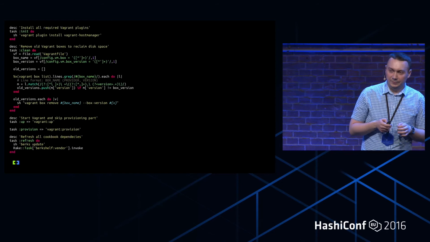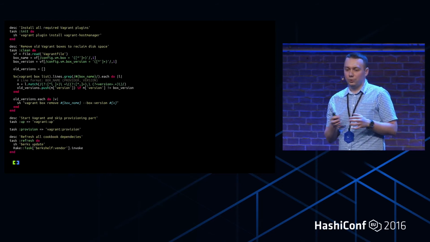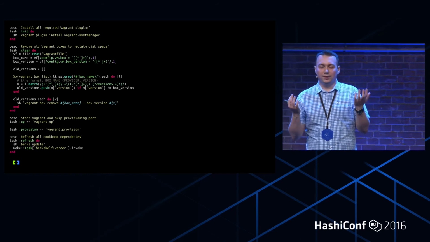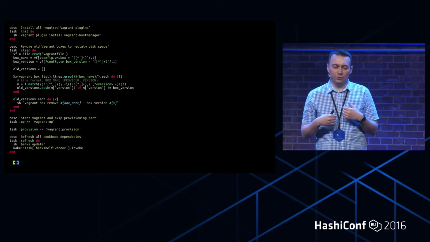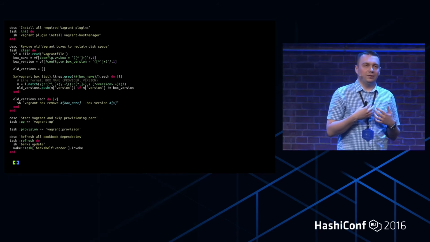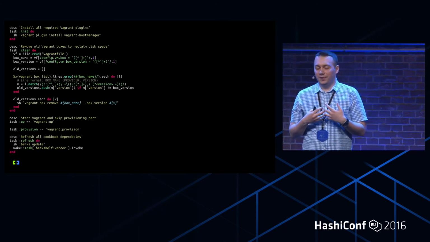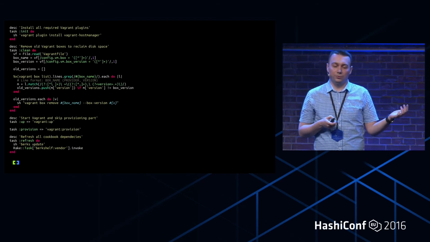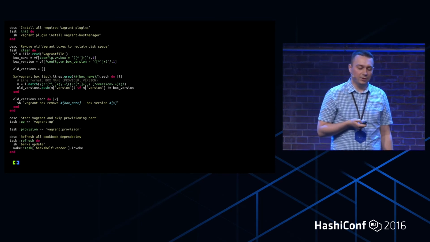We also have a helper that removes all the boxes. Whenever we release a new version of the box, it gets downloaded and is stored in the Vagrant cache. But it takes space, and when the new box is already on, you can get rid of the old boxes to reclaim some disk space.